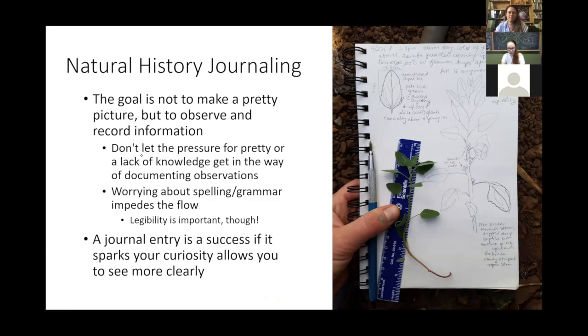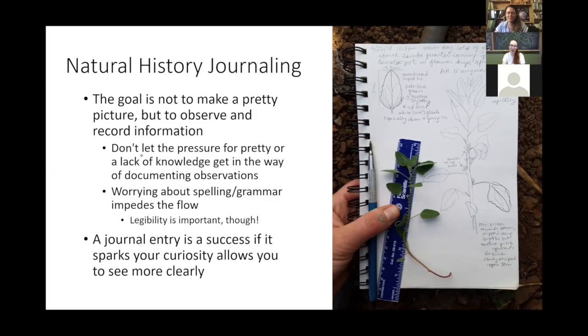So natural history journaling. The goal is not to make a pretty picture, it's to observe and record information. I don't want the pressure for something pretty, or feeling like you don't know your subject material well enough, to discourage you from making a journal entry. It's really all about looking at the world around you and trying to depict it on the paper. And similarly, worrying about spelling and grammar often impedes the flow of your observations, though it is, of course, important to be able to read your notes and understand what exactly you have written down.